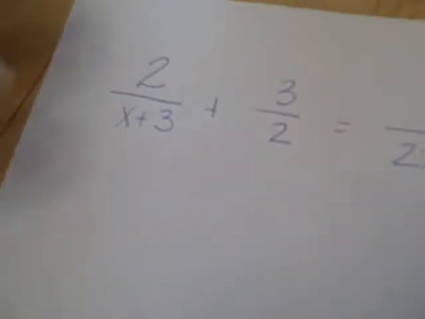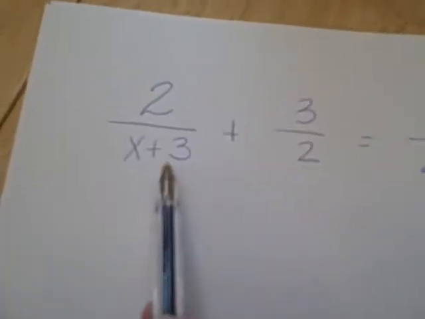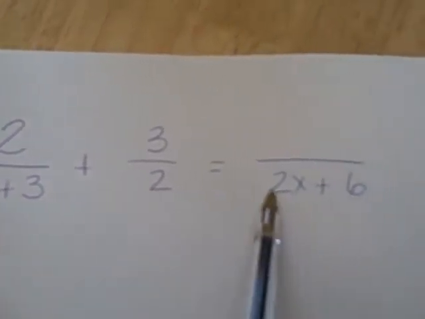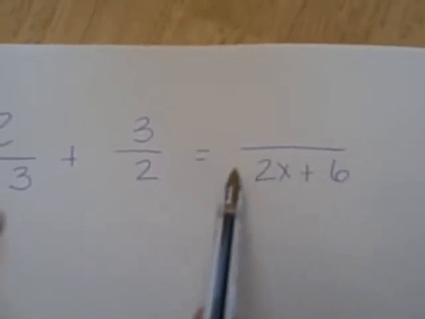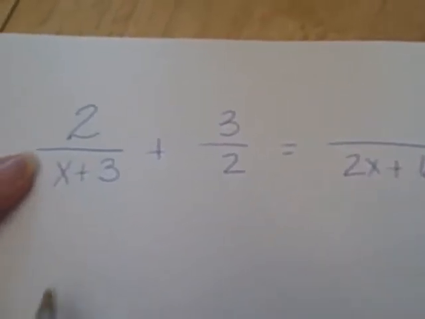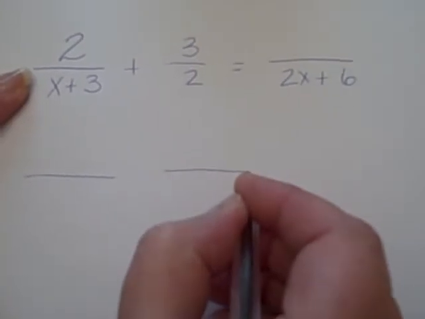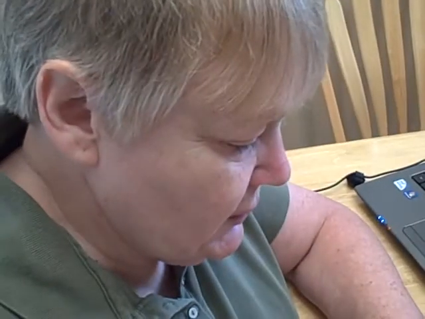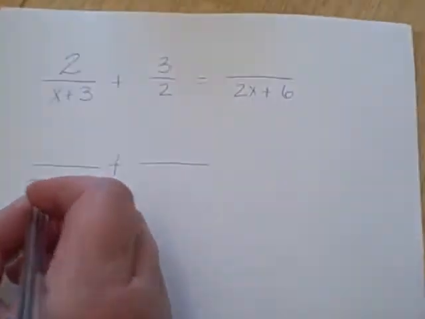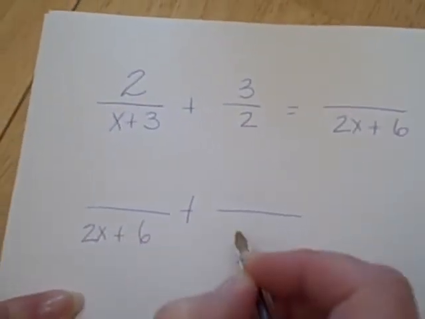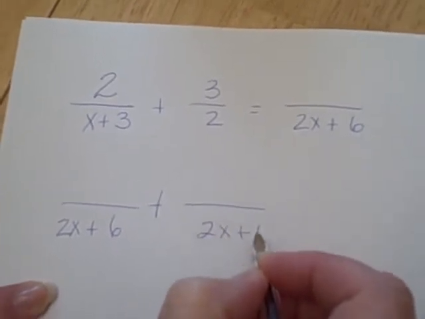And so if you just look at these as two fractions added together and say, okay, my common denominator has to be this number times this number. So if I take 2 times x, I get 2x. 2 times 3, I get 6. So this is my common denominator. So I have to rewrite my fractions, or my rational numbers, whichever I choose to call them, as numbers with this common denominator. So my common denominator is going to be 2x plus 6.